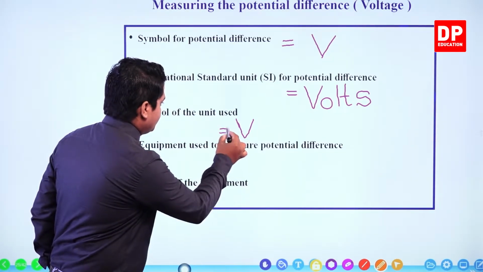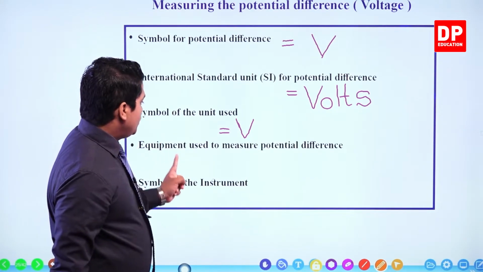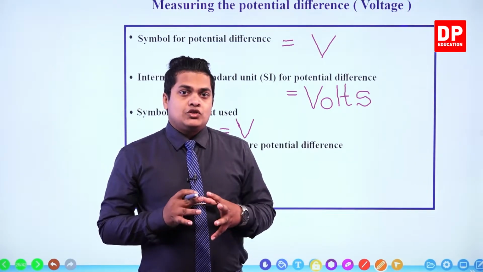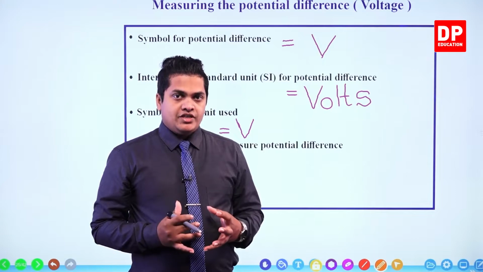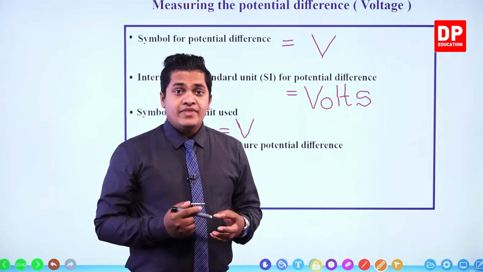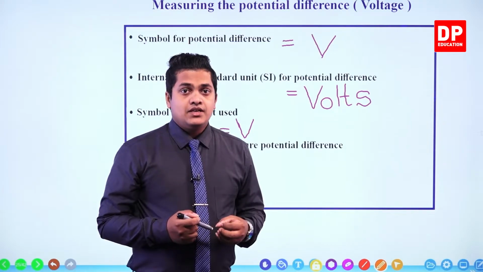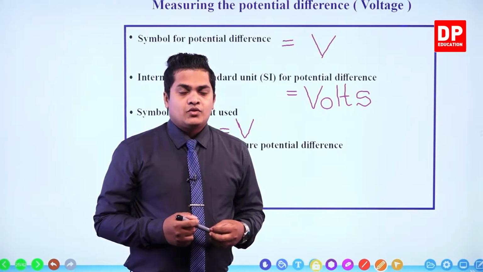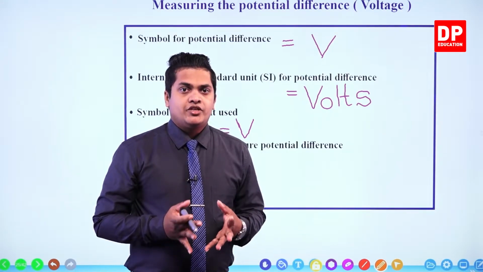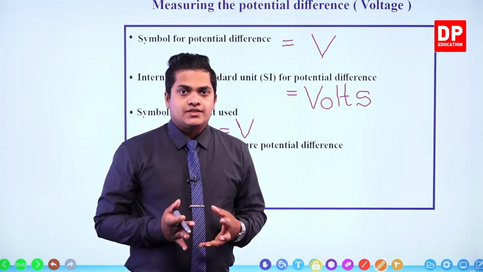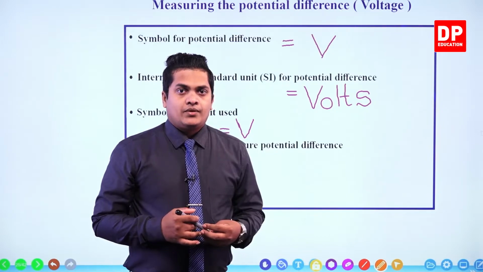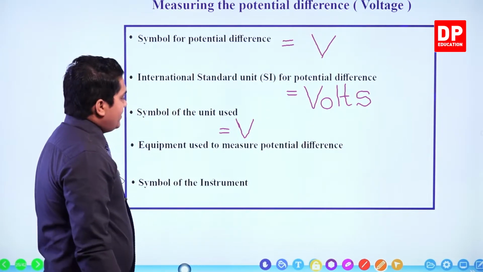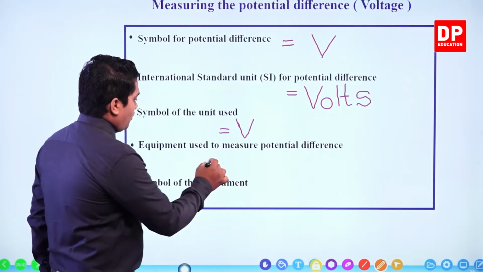Then the next one, equipment used to measure potential difference. So the equipment that we use to measure potential difference is called the voltmeter. This is referred to as the voltmeter, my dear children. Voltmeter. So we use a voltmeter to measure the potential difference or the voltage in a certain circuit.